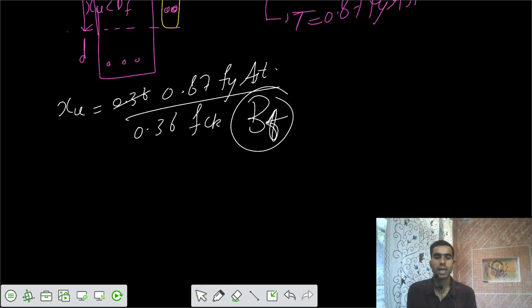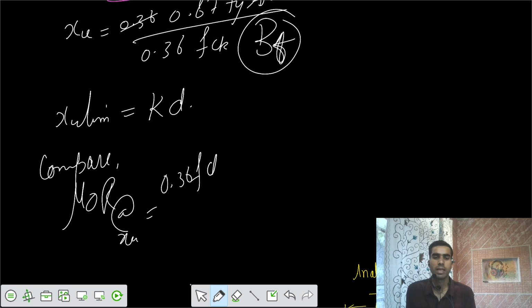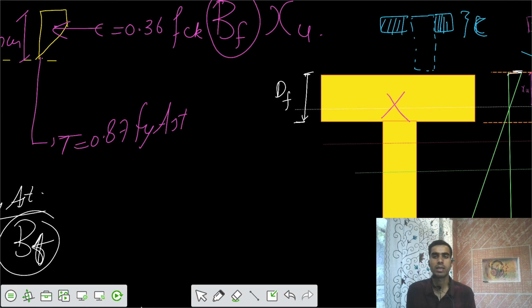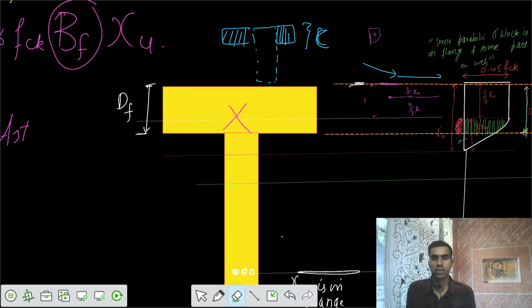So once I get XU, I can then find XU limiting equals K times D. Then you compare them, and if you want to calculate the moment of resistance, you can calculate that also. Moment of resistance at XU actual is 0.36 FCK BF XU times (D minus 0.42 XU). So these are the calculations for the first case. That's the easier case. Let's remove the first case now.